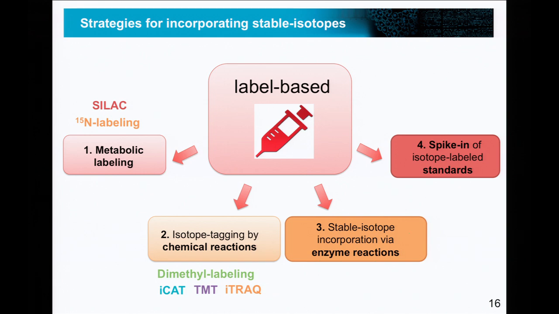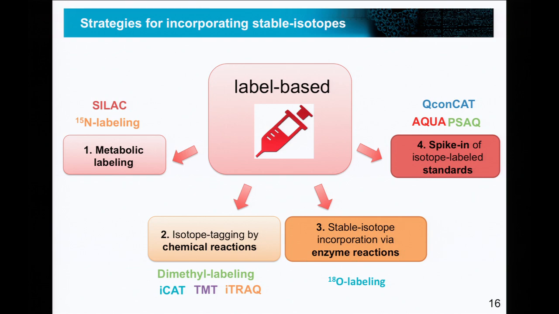Then there is the third group, where you introduce your isotopes via enzyme reactions. For example, you can do your digestion in 18O-labeled water, and then all your peptides will carry a C-terminally labeled 18O. And the last group of stable isotope labeling approaches are the spike-in standards. In this approach, you don't do your labeling globally on the whole proteome, but you generate isotope-labeled references per peptide or protein.